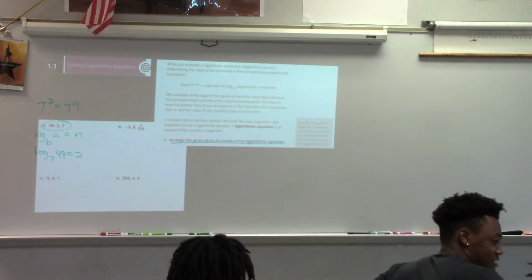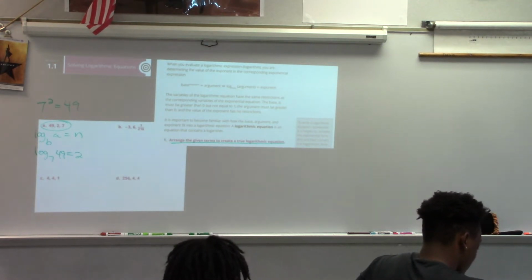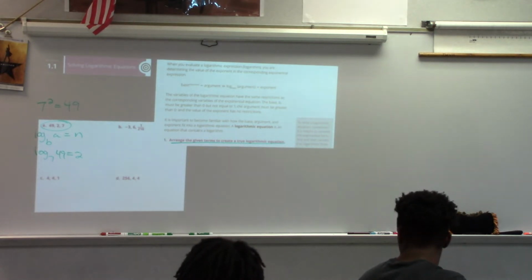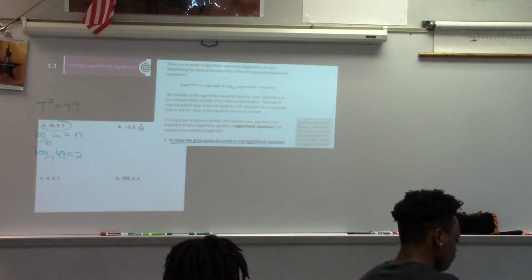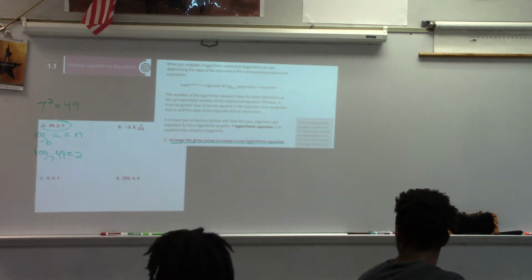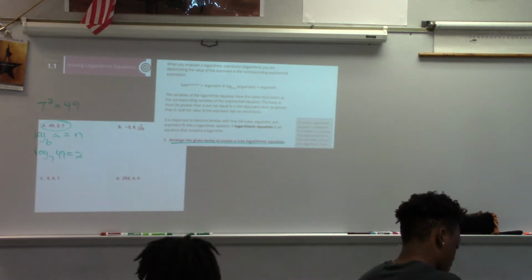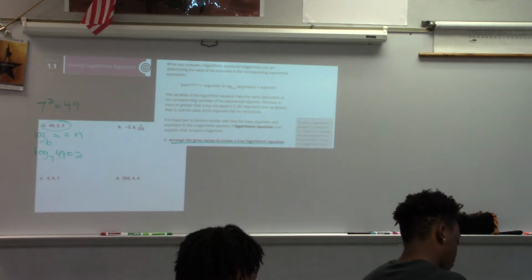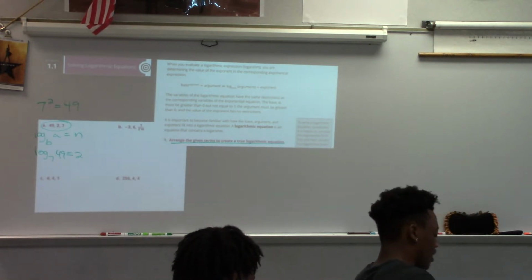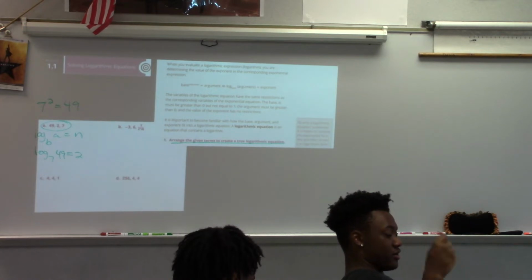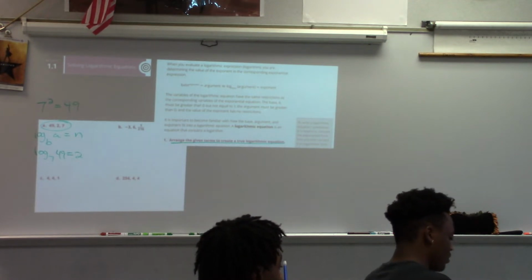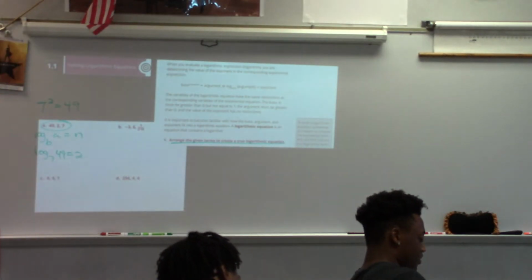Let's do C. Let's jump on C. I got B already. B is the log, subscript is 6. The argument is 1 over 216. For C, I put log 1 to the 4 equals 4. That's what I got for C.